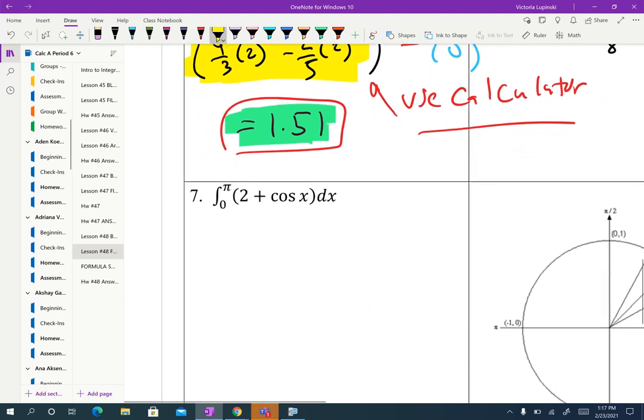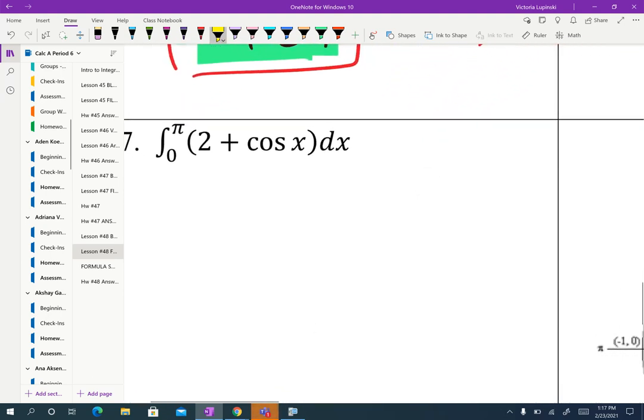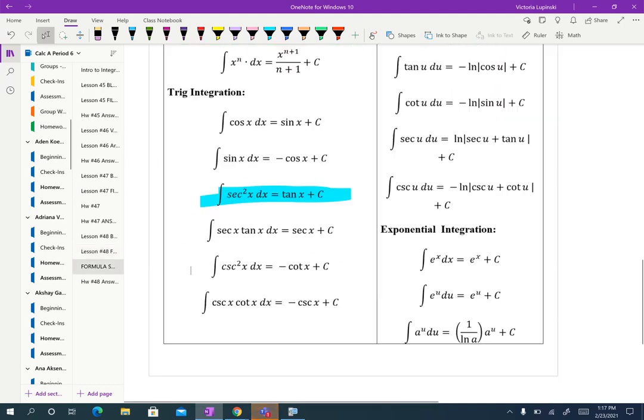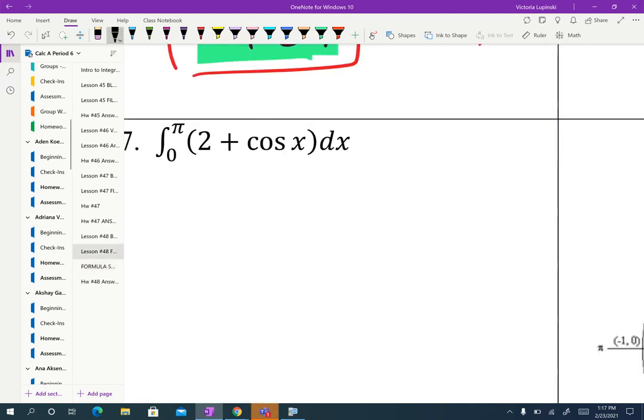And then finally, here in number 7, you're trying to integrate 2 plus the cosine of x. And again, you are going to use your formula sheet for anything that you can't remember. So the integration of cosine, remember that is going to be a positive sine. So you're going to go ahead and integrate each piece. So don't forget to integrate first the 2. So how do you integrate a 2? It's a 2x and then a constant. You're going to integrate a positive cosine as a positive sine. So you need both pieces.